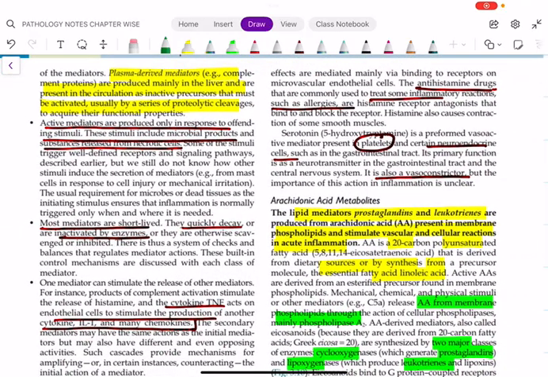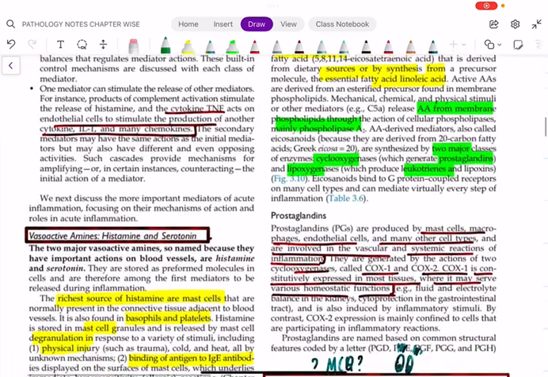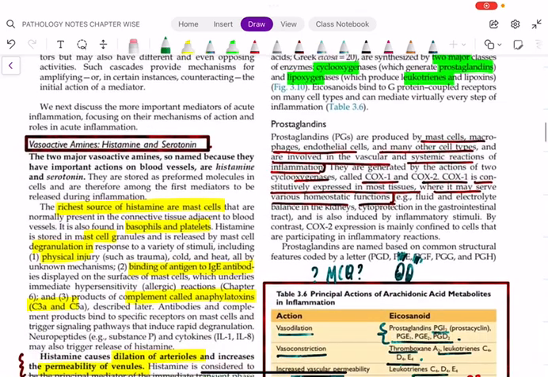There are some characteristic features. They are not produced in a normal person. Whenever there is an offending stimulus only, these mediators are produced. And remember, they are very short lived. They are immediately degraded by enzymes. So let us start with the first heading, vasoactive amines, histamine and serotonin.